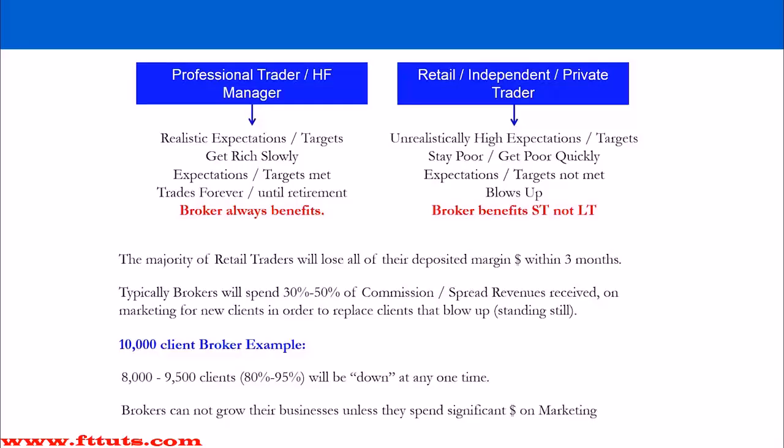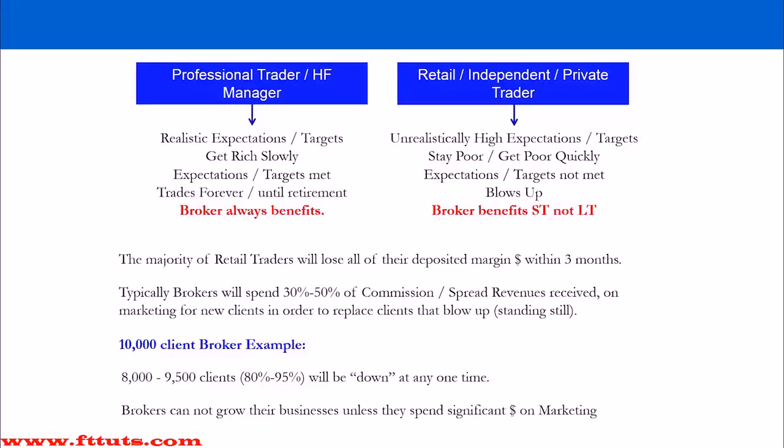And as we've seen, the majority of retail traders are going to lose all of their deposited margin within 3 months, so within 90 days. And we'll be discussing on the next slide what margin really means and how this really works. But in terms of the broker themselves, just imagine you're a broker with 10,000 clients, and let's say 80 to 95% of them are always down at any one time. Well, that just means as the broker, you can never really grow your business.